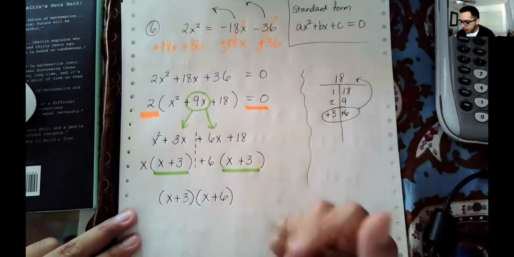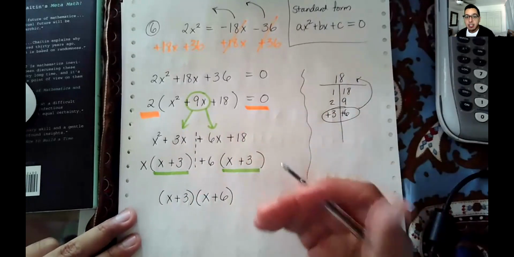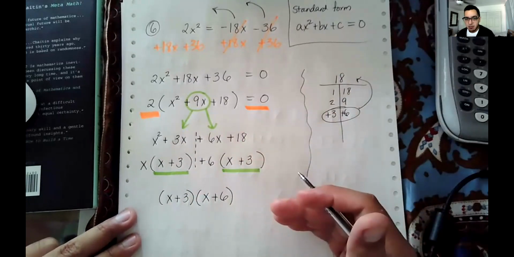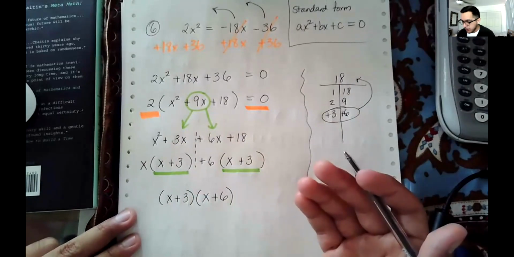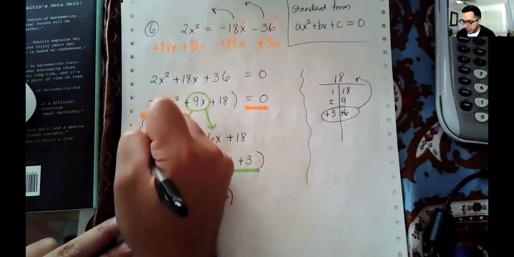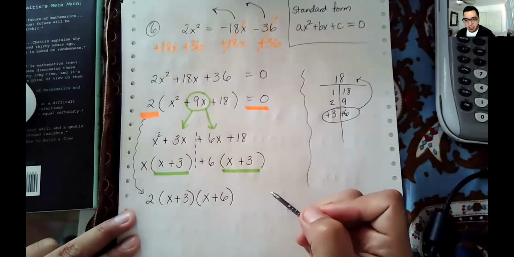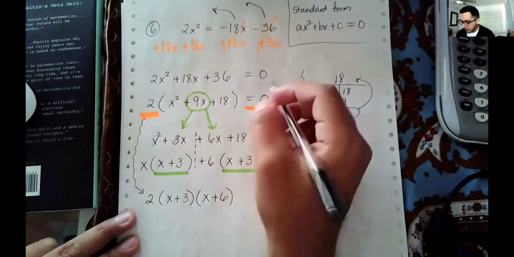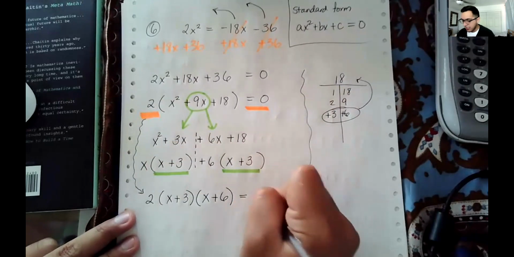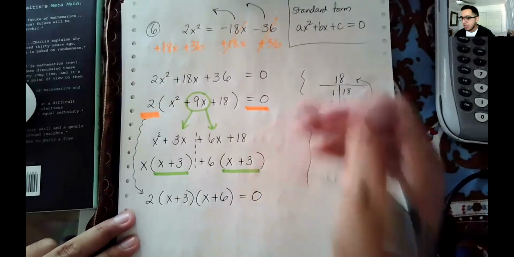And then we'll go ahead and remember that we're not done here. We're trying to solve this equation, so we have to continue. We have to remember that we had a 2 here, so I need to put the 2 in my expression. And I also need to bring the equal 0 back down, right? So that we can finish solving this problem.